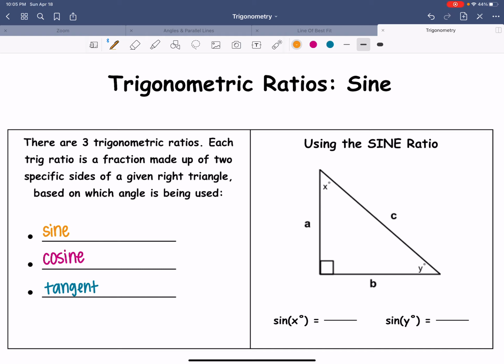So sine is abbreviated SIN in the calculator, and it's always the sine of whichever angle is being used. So sometimes you'll see this Greek letter theta, which denotes some angle measure. So the sine of any angle measure that's given is always the opposite side over the hypotenuse.